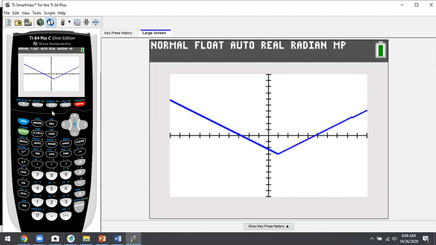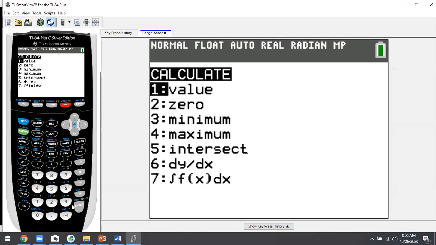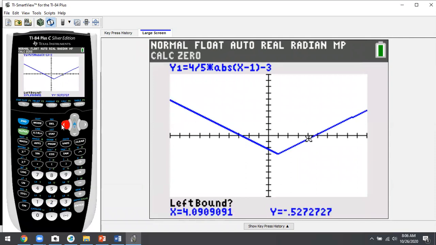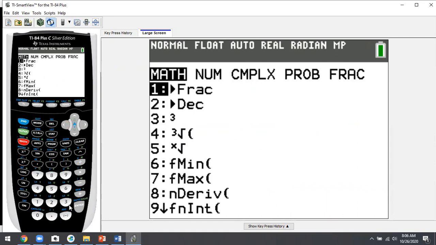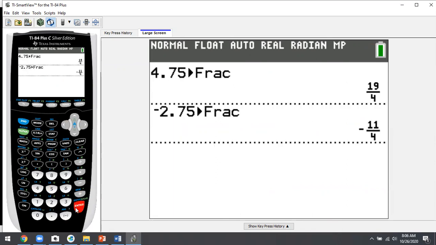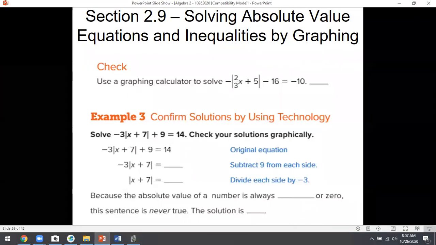And if I go back and I want to find the other one, I do the exact same logic. Second calc, 0. Somewhere to the left of it. Somewhere to the right. And this one is negative 2.75. And again, probably should go back to your home screen, type in negative 2.75. And math to fraction number 1. So the best answer there is negative 11/4. So negative 11/4 and 19/4 would be my solution for that particular problem.